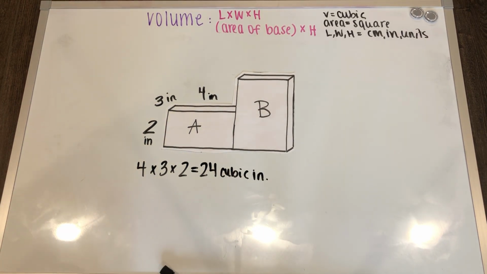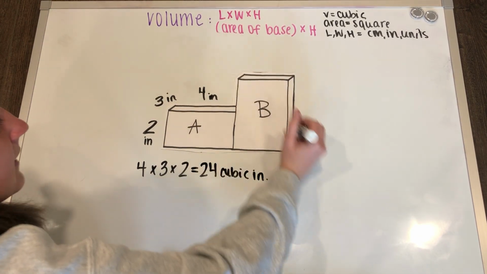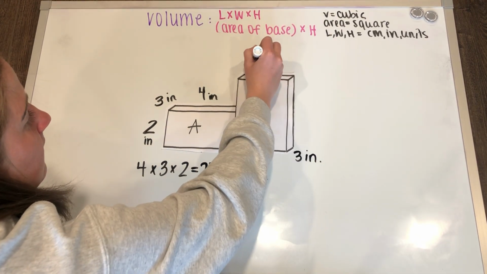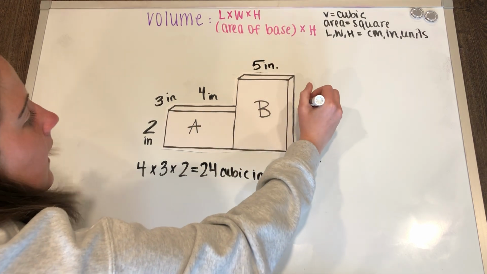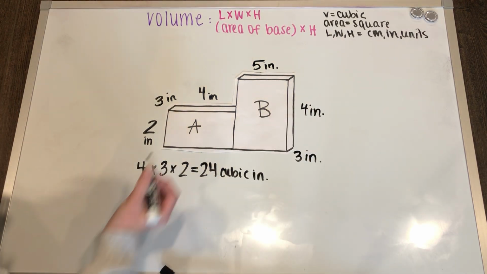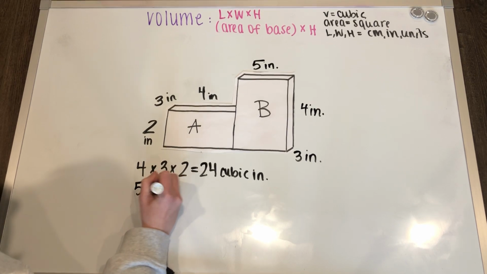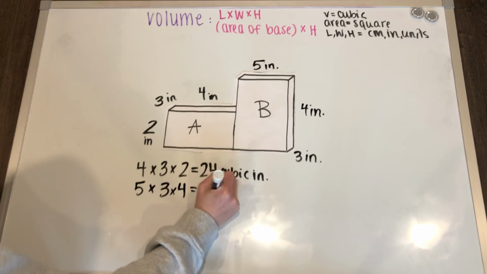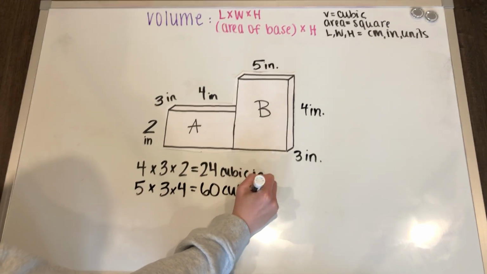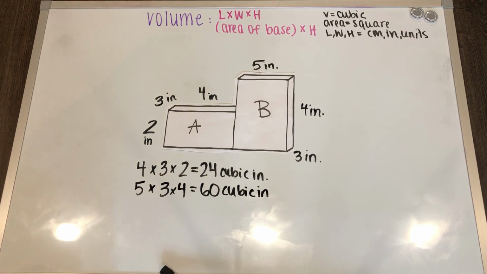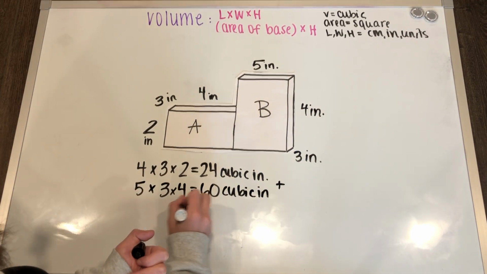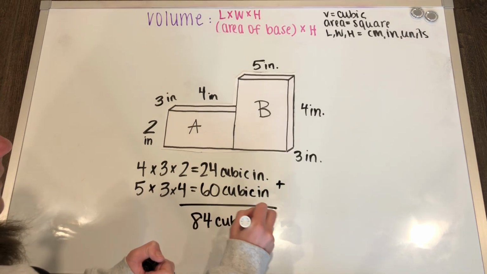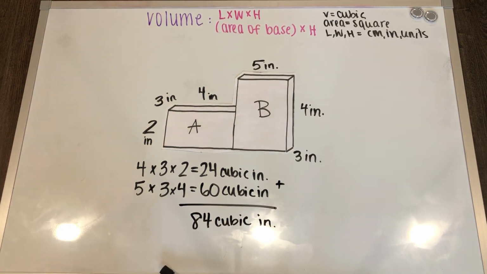Now let's find the volume of B. Now the width is the same, so 3 inches. The length is 5, and the height is 4. We do the same thing. Length is 5 times width, which is 3, times height, which is 4. And we end up getting 60 cubic inches. Now to find the total amount, all we have to do is add these up. 24 plus 60 is 84 cubic inches. So that is our total volume.